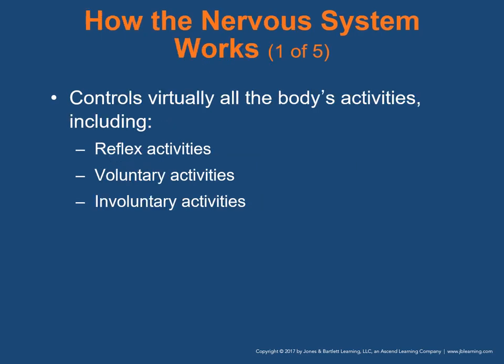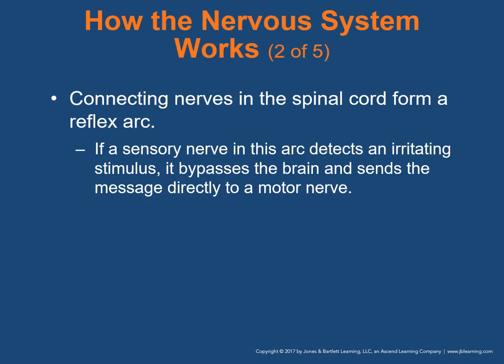Now let's discuss how the nervous system actually works. The nervous system controls virtually all of the body's activities, including reflex activities, voluntary activities, and involuntary activities. The connecting nerves in the spinal cord form a reflex arc. If a sensory nerve in this arc detects an irritating stimulus, it bypasses the brain and sends the message directly to a motor nerve, causing a response.